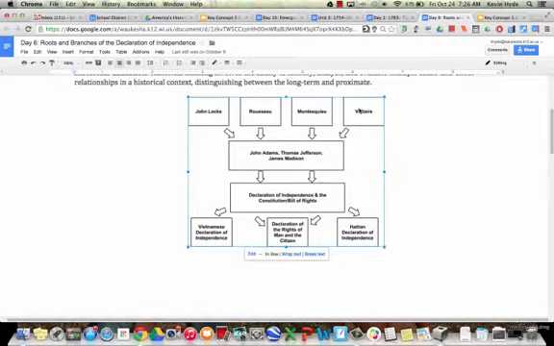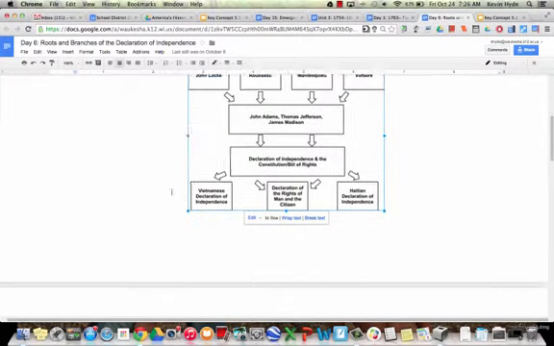The French, shortly after our revolution, within years actually, rebel, and their Declaration of the Rights of Man and the Citizen are based on the same liberties that we draw upon for our American Revolution, and the Haitians too. The Haitian Declaration of Independence is very similar to our Declaration of Independence. There's obviously some key differences here, but it very much is similar.